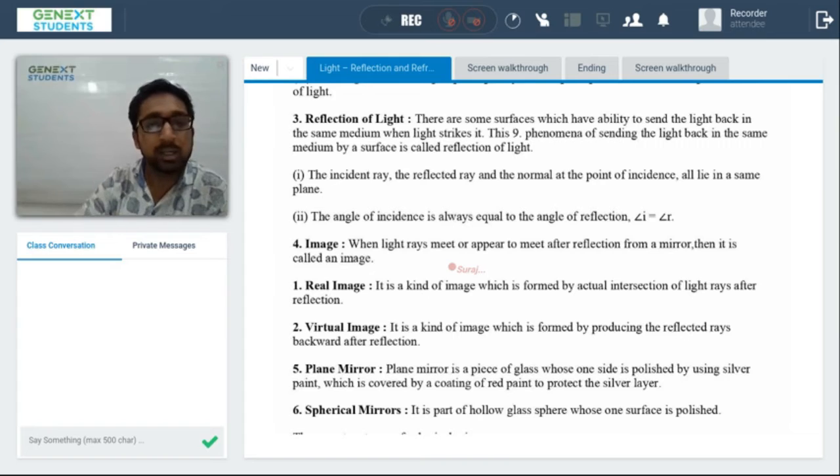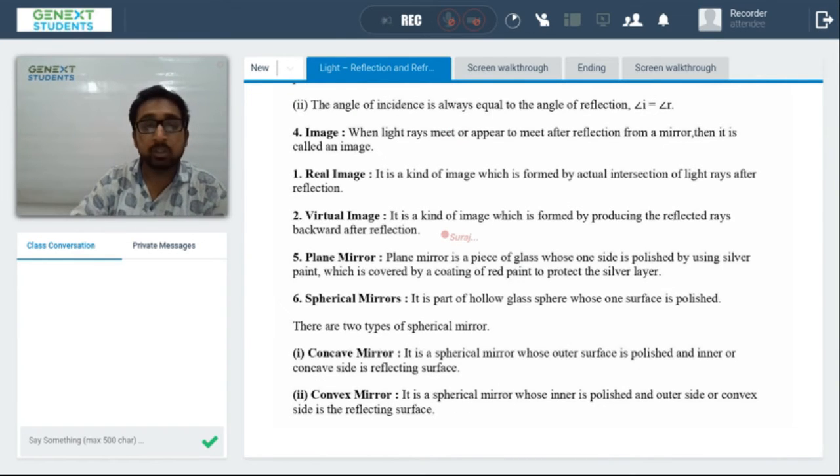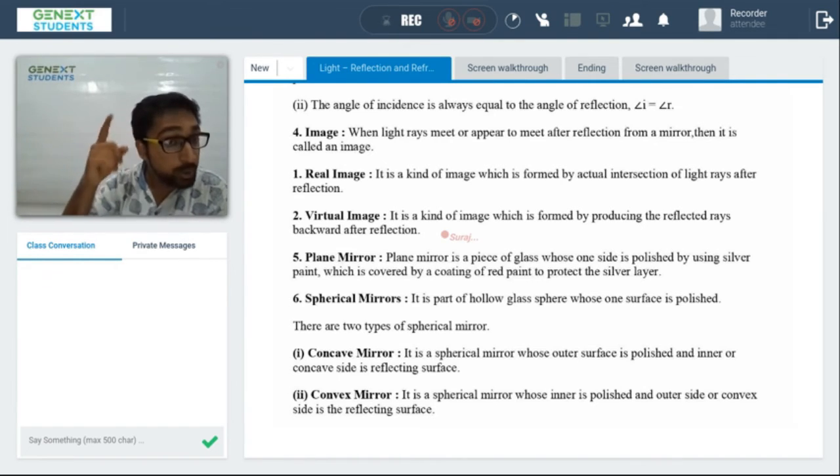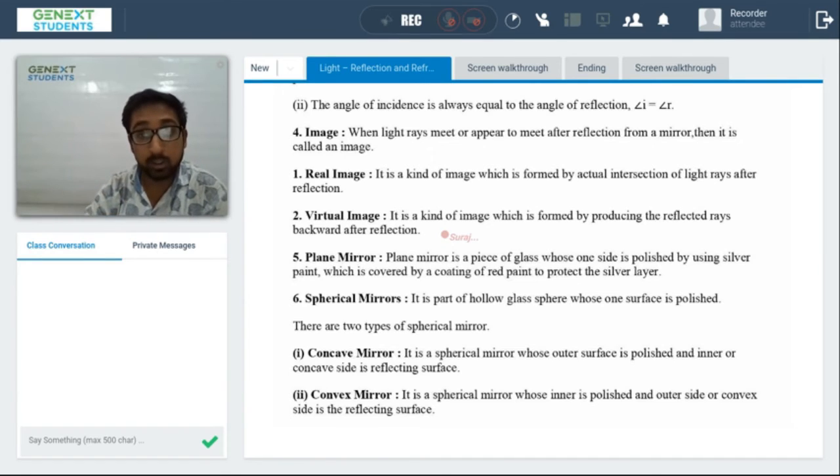So what is an image? When light rays meet or appear to meet after reflection from a mirror, it is called an image. There are two types of image, real image and virtual image. We all know that. What is a real image? It is an image which is formed by the actual intersection of light rays. And what is a virtual image? It is the image formed by producing the reflected rays backward after reflection.